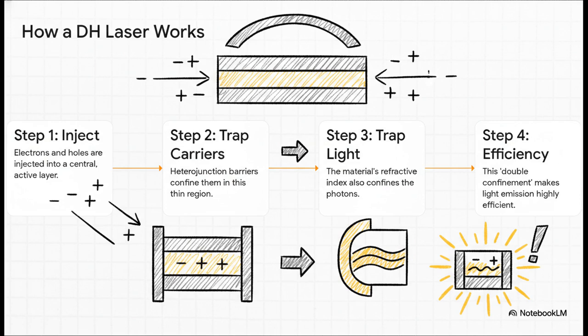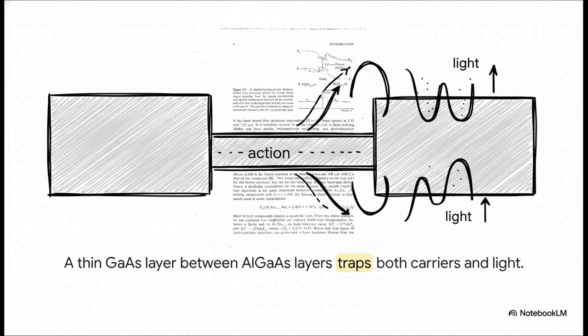The heterojunction barriers on either side act like walls that can't escape. But here's the really clever part. The material in the middle is also designed to trap the light. So you're forcing both the particles and the photons into the same tiny space. We call this double confinement, and it massively increases the odds that an electron will find a hole and create a photon. And this is what it actually looks like.